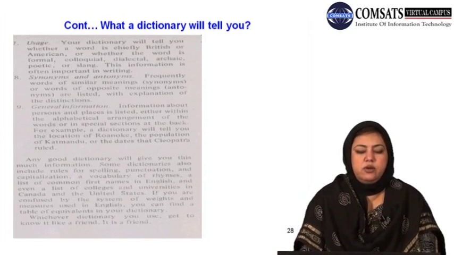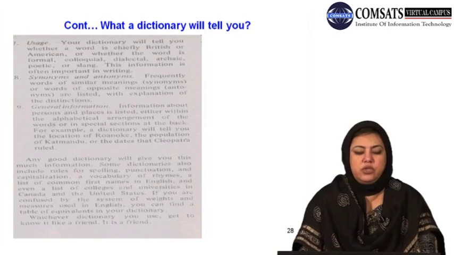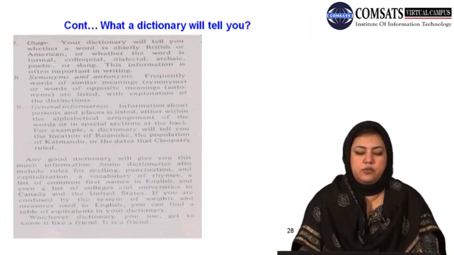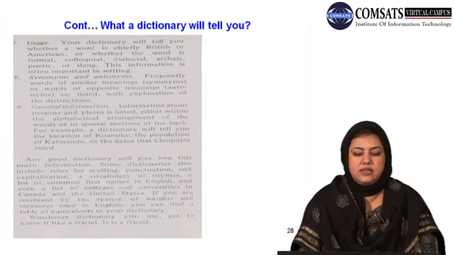Some dictionaries also include rules for spelling, punctuation and capitalization, as well as vocabulary of rhymes, a list of common first names in English, and even a list of colleges and universities in important parts of the world, for example Canada and the United States.